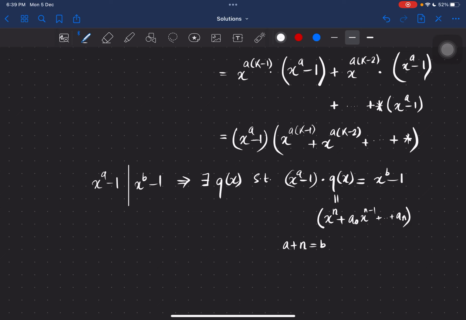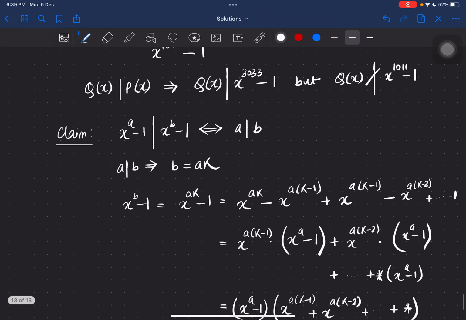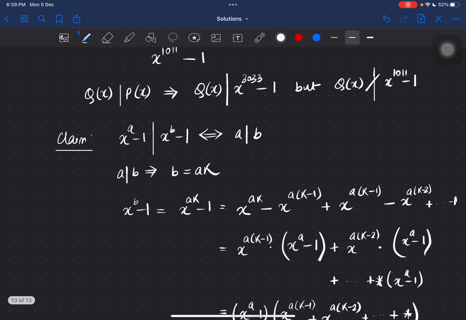Here I am not exactly completing the proof. So you think about this one and let me know in the comments. From here we can show that a divides b. So we'll use this lemma, or you can call it this claim.